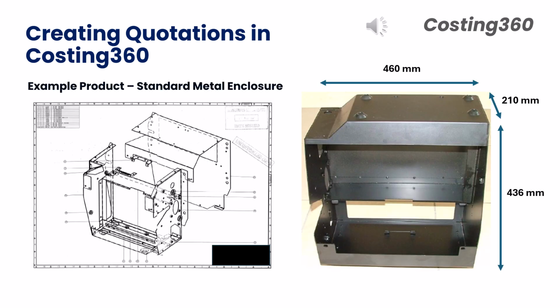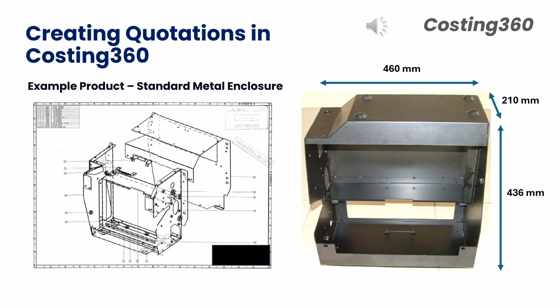We will choose a metal enclosure as an example. This is a standard item. It is a fabricated sheet steel construction, manufactured complete with a subcontract paint process. The standard item measures 460 mm wide, 210 mm deep and 436 mm high.